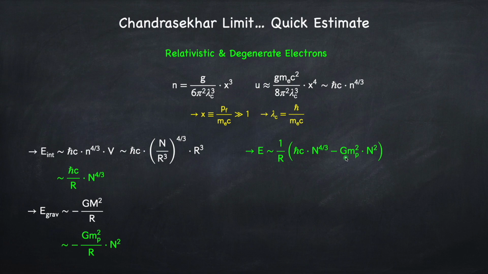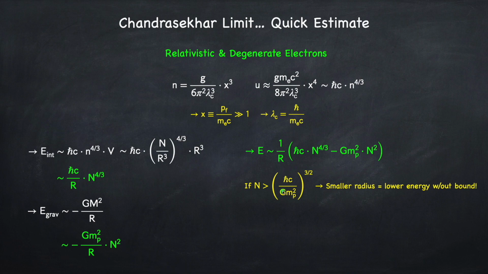However, if n is large, then this term will dominate and the whole energy will be negative, and decreasing the radius will minimize the energy. But decreasing the radius will just increase the density, which will only make the electrons more relativistic, and there will be nothing to stop the star from collapsing. So in this case, the star will be unstable. So we can say that the instability point is when the total energy is 0. Or in other words, when the number of electrons equals the following expression.